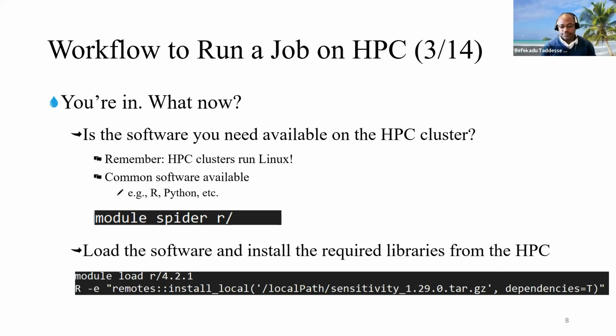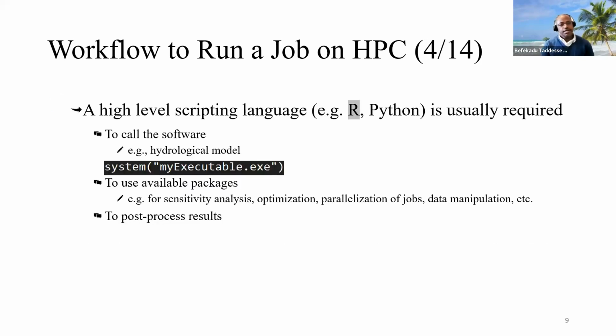If, for instance, you would like to install a sensitivity package, first you have to download a compressed version of the package, and then you have to provide the path to that compressed file as an argument in this command. And then once you turn dependency to true, it can take care of installing the package along with all its dependencies.